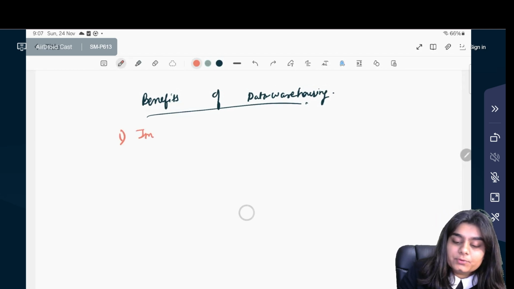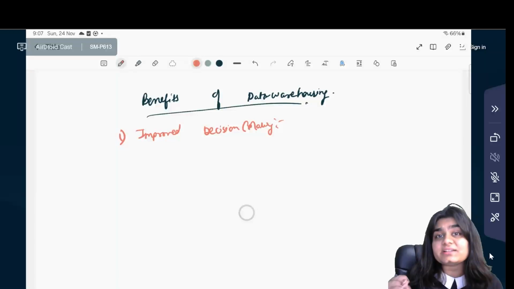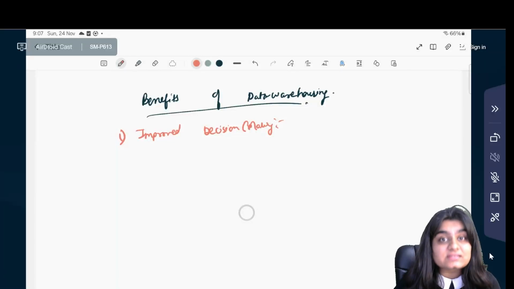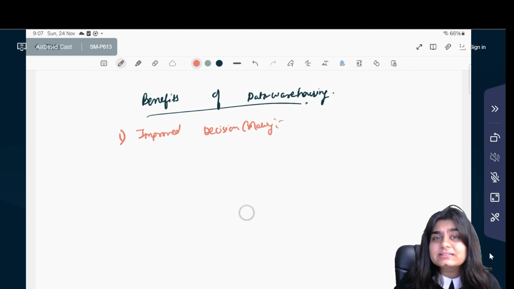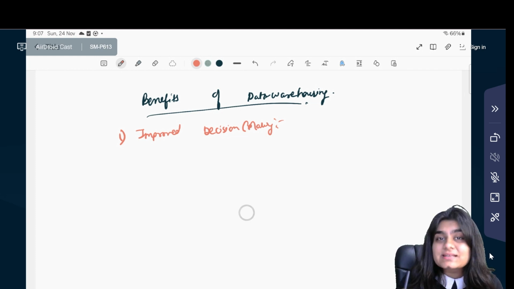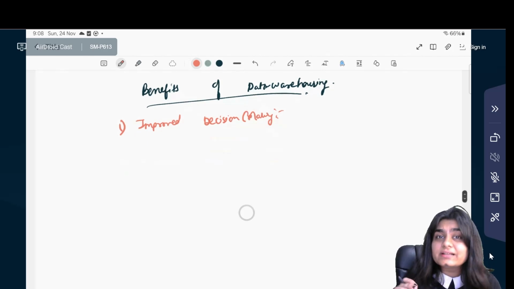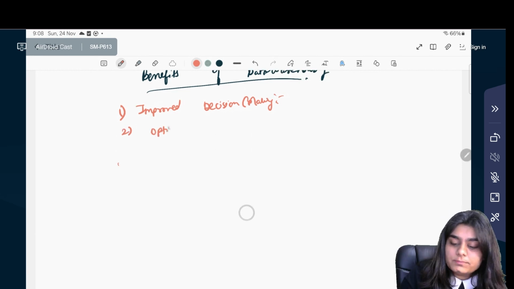First is improved decision making. Analysts can query large data sets and generate insights that drive business decisions. With historical data in one place, businesses can spot the trend over time rather than just having the access to real-time transactional data. Second is optimized for analytical queries.